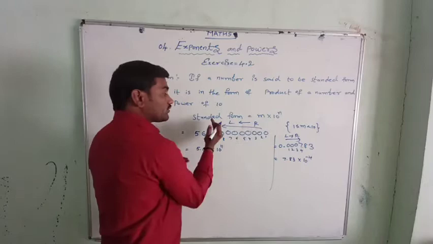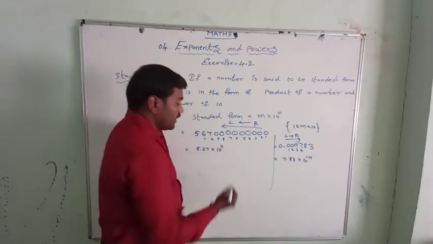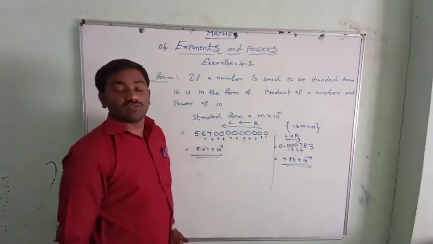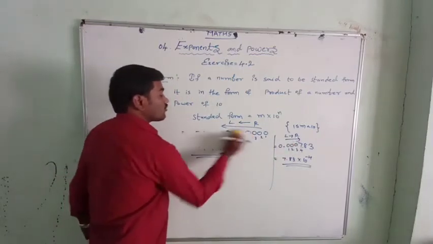When we are moving right to left, we have to write a positive number as the exponent. Now these numbers are in the standard form. Before that, I have given them in the usual form. So let me give you some more problems.